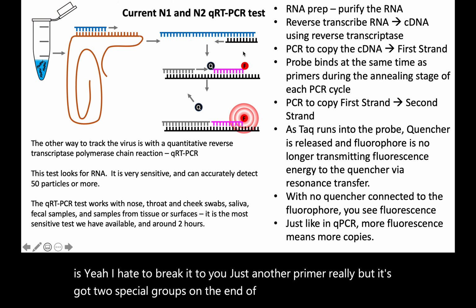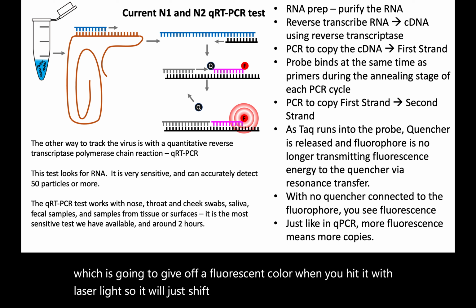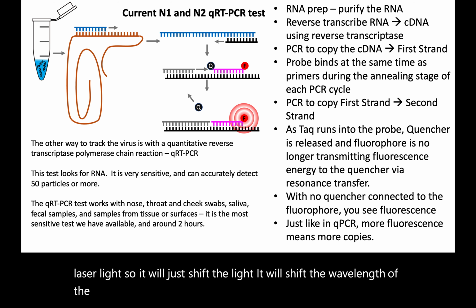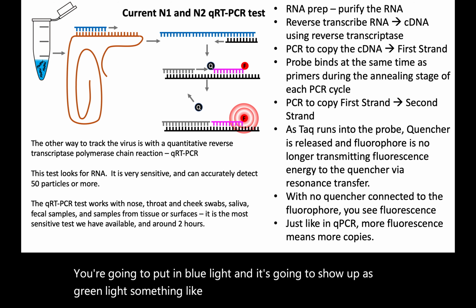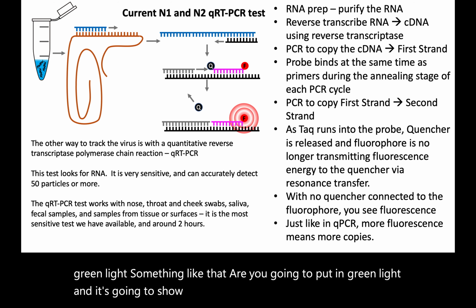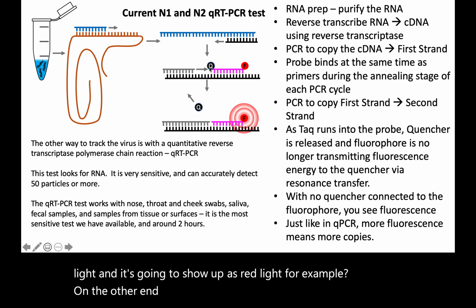One is a fluorophore, which is going to give off a fluorescent color when you hit it with laser light. So it will just shift the wavelength of the light to a different wavelength, and so you're going to put in blue light and it's going to show up as green light, something like that. Or you're going to put in green light and it's going to show up as red light, for example. On the other end of our probe, we're going to put a molecule called a quencher.